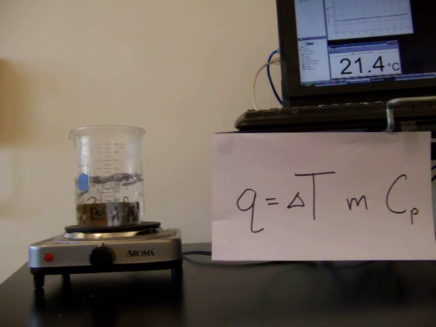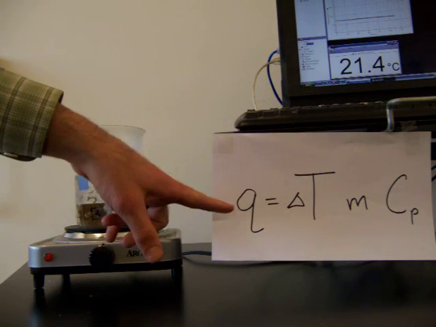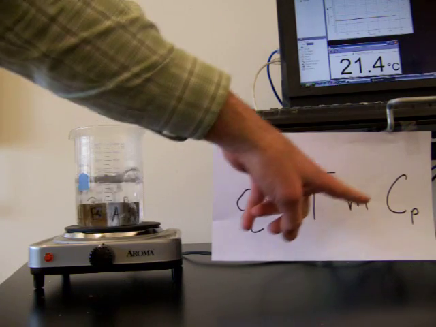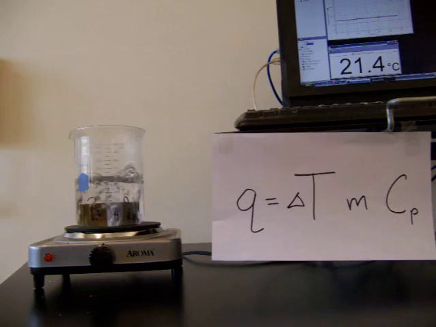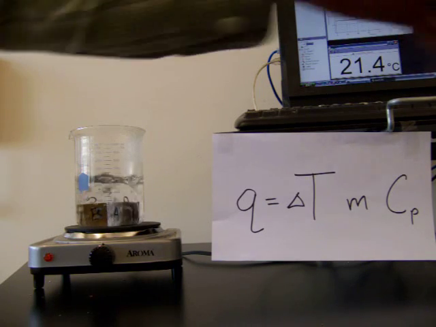This is the specific heat lab, where we're going to be finding the specific heat of a couple samples of metal. To find the specific heat of these metals, we're going to be using the equation Q is equal to delta T times mass times specific heat. The specific heat is the amount of heat that it takes to heat 1 gram of a substance by 1 degree Celsius. To do this, we're going to use a simple calorimeter.